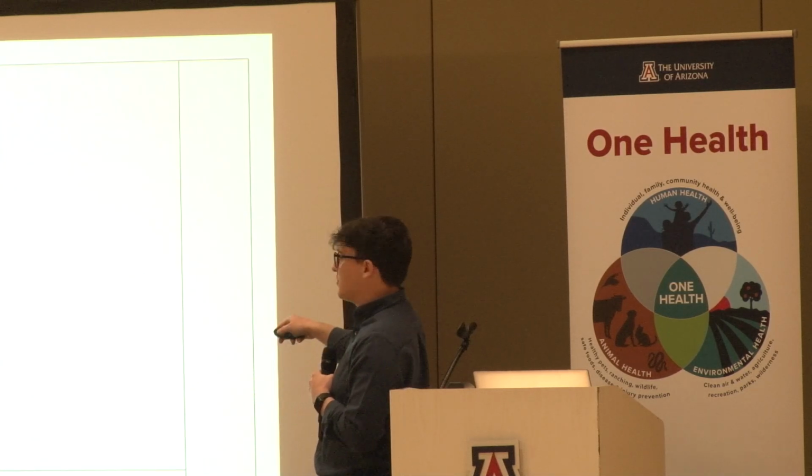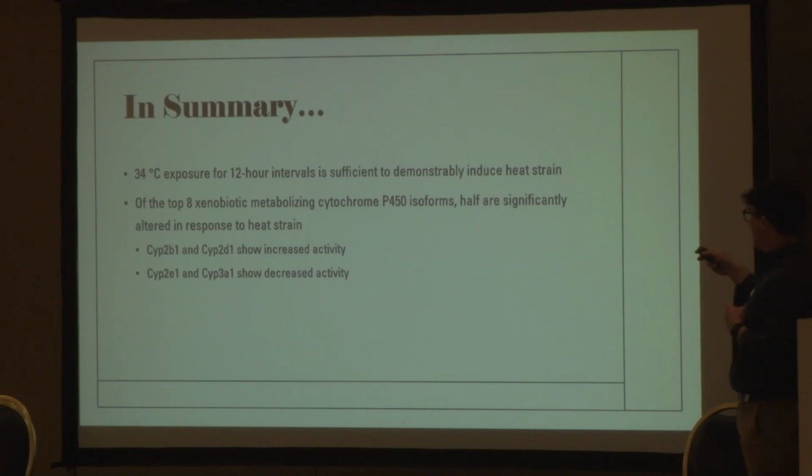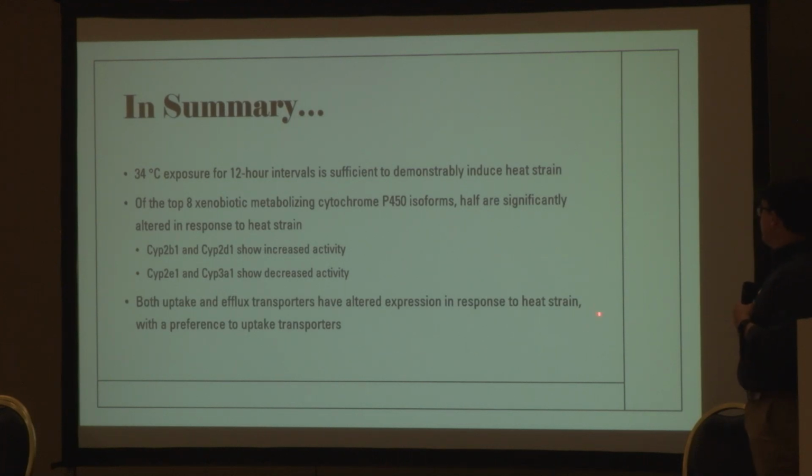So just to wrap up really quickly, 34 degrees Celsius exposure for 12 hours. This is our golden number. This is our magic number to induce heat strain consistently and repetitively in our rat model. Of the top 8 P450 enzymes, 4 of them are changed. And for transporters, we see a skewed decrease in uptake transporter expression, again like we see in other stress responses such as sepsis.